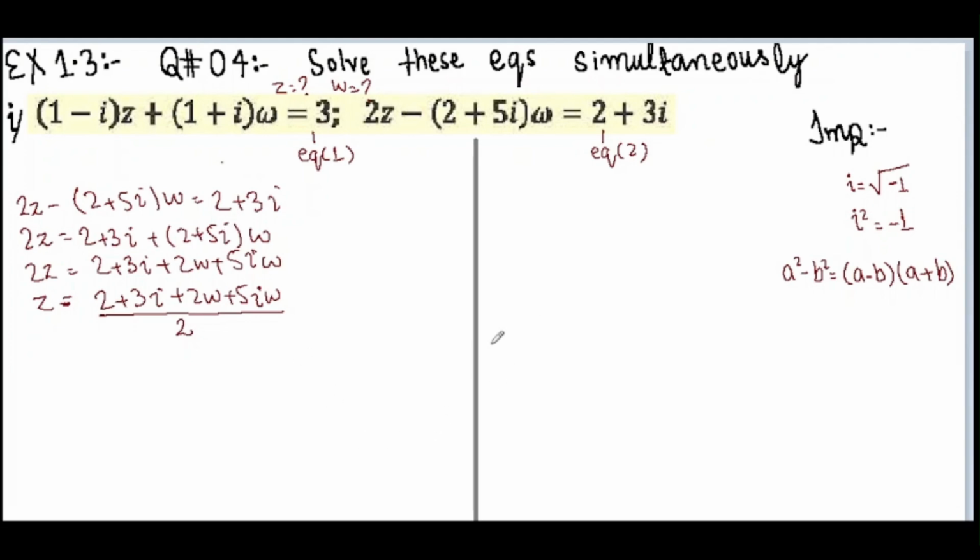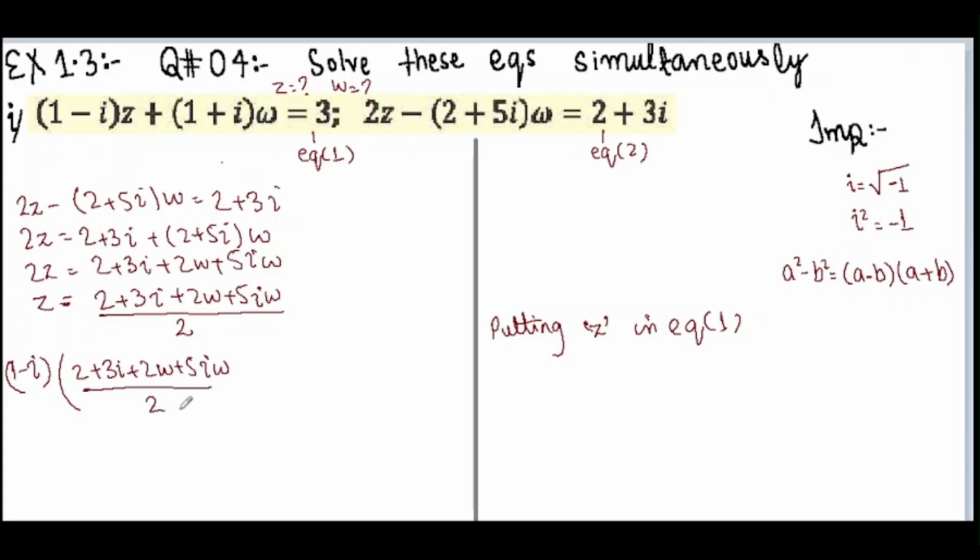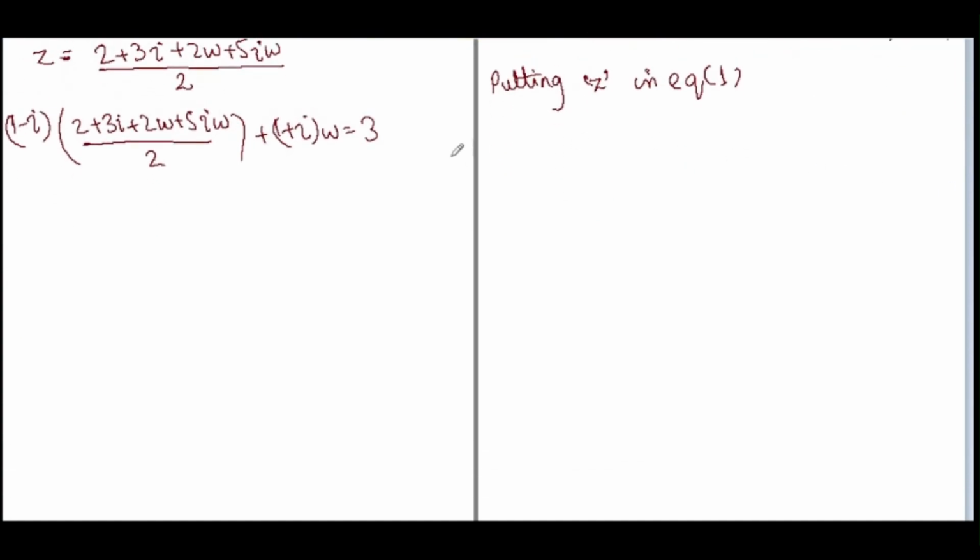So, we are going to write here, putting z in equation 1. So now 1 minus iota into z. The value of z is this one. So we are going to write here 2 plus 3 iota plus 2w plus 5 iota w whole divided by 2, plus 1 plus iota into w equals 3. Now sliding a bit down. Okay. Here we are going to multiply this equation with 2.